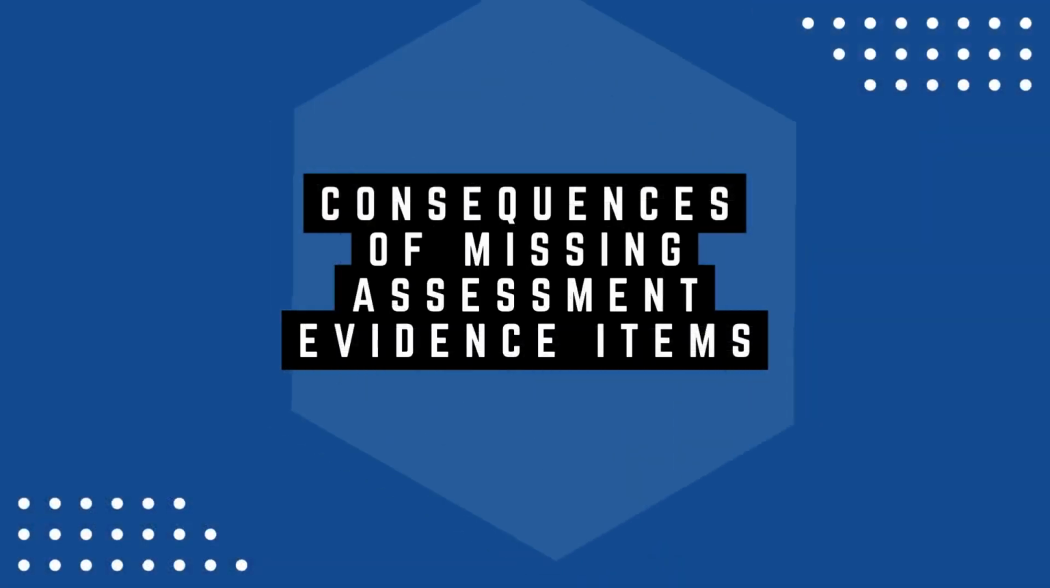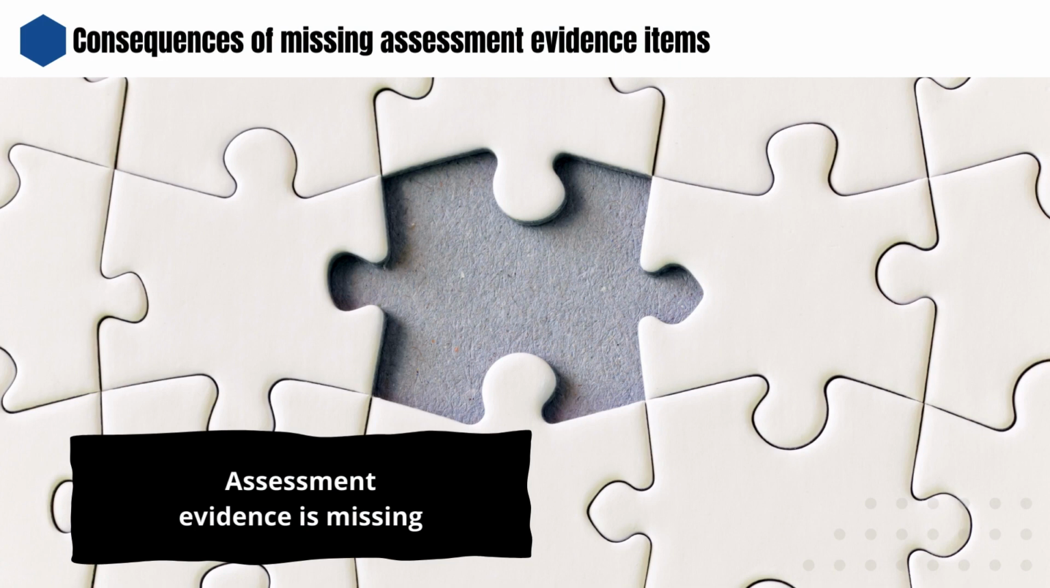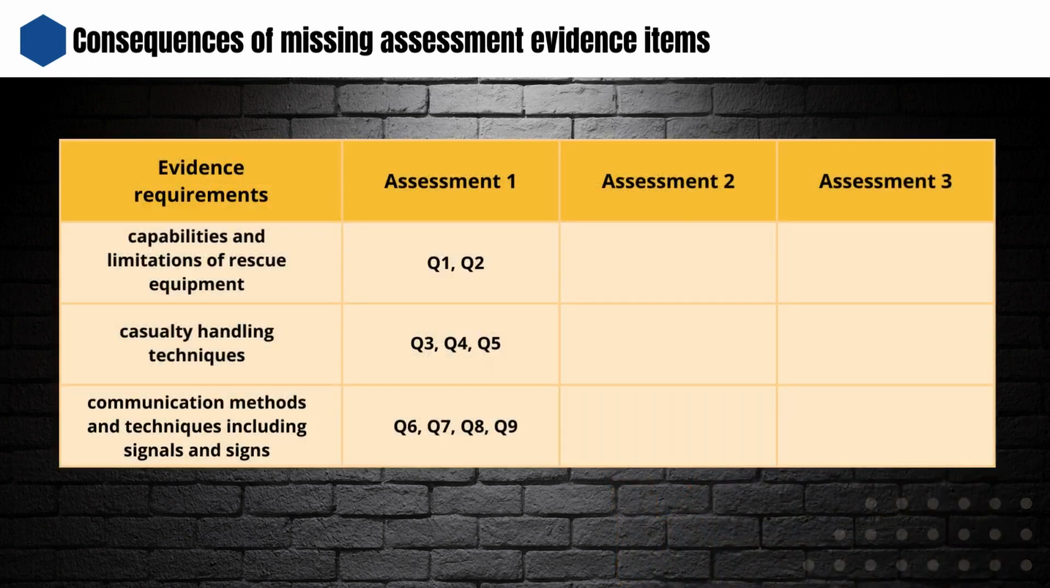In this section, we will look at the consequences of not providing all pieces of assessment evidence to us. Sometimes when we receive a student's assessment evidence, we are missing 1 or more items of evidence. Without all items of evidence, we might not be able to demonstrate that the student is competent in the entire unit. For example, on this mapping document, you can see that the 3 evidence requirements on the left-hand side are only addressed in Assessment 1.